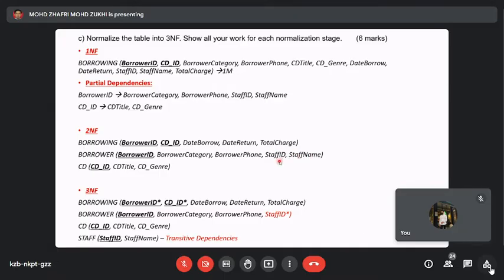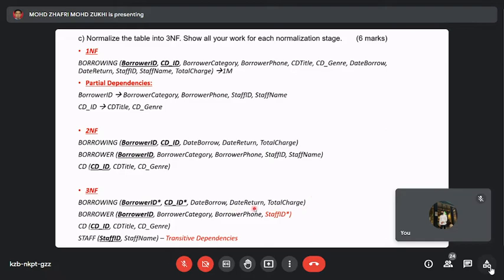So we see here, oh, these two can be extracted. They can be taken out to become another table, a new entity. So we take it out and form a new entity here, staff. So we have staff ID, which can be the primary key, and then we have staff name. So from here, all of the attributes that can be extracted to be a new entity have already become a new entity. So this is the complete form for the third normalization form.